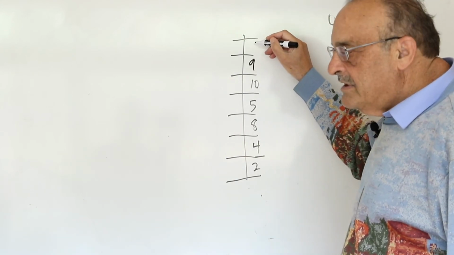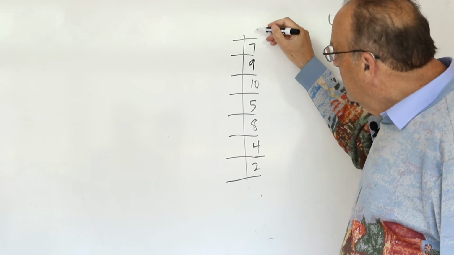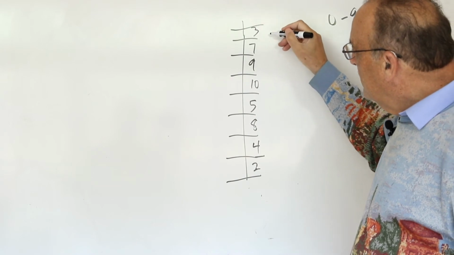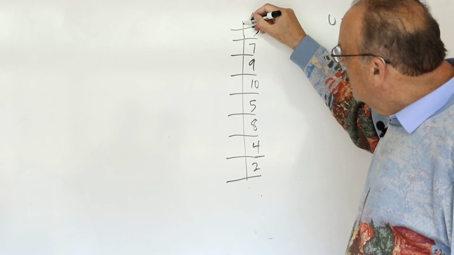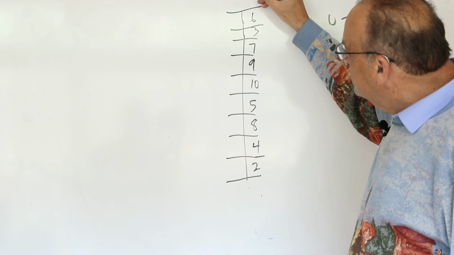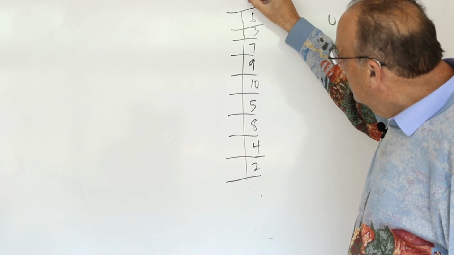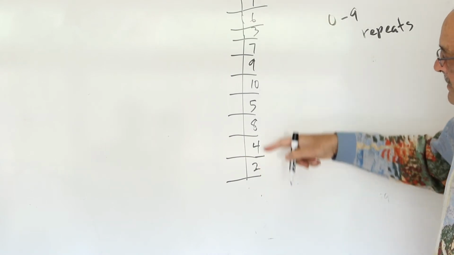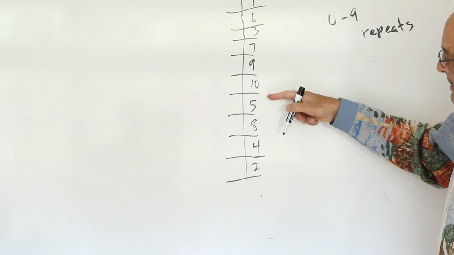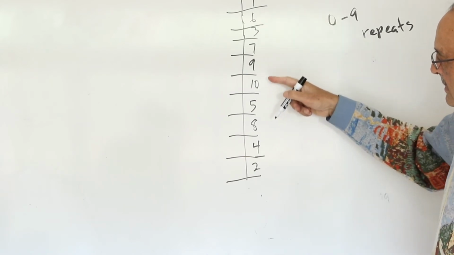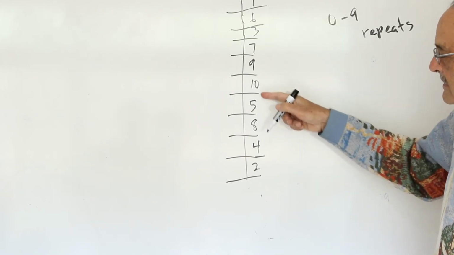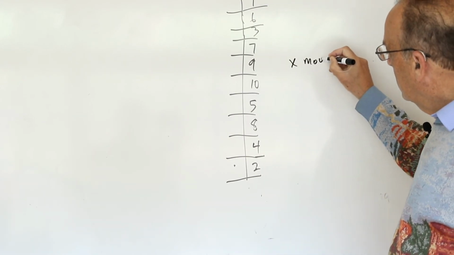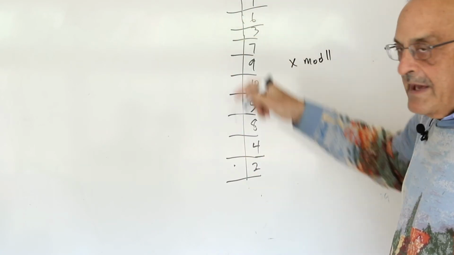2 times 9 is 18. Take away 11 is 7. 2 times 7 is 14. Take away 11 is 3. 2 times 3 is 6. And 2 times 6 is 12. Take away 11 is 1. So notice we get all the numbers 1 through 10. We get 1, 2, 3, 4, 5, 6, 7, 8, 9, and 10. Okay, so here we're multiplying mod 11. On this side, we're going to be adding mod 10.